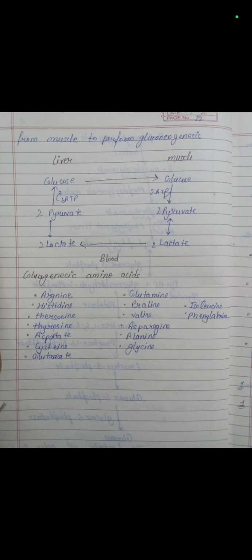Here are some names of glucogenic amino acids from which glucose is formed. These amino acids are arginine, histidine, tyrosine, aspartate, cysteine, glutamate, glutamine, proline, valine, asparagine, alanine, glycine, isoleucine, and phenylalanine. These are all the amino acids which perform gluconeogenesis. Thank you.